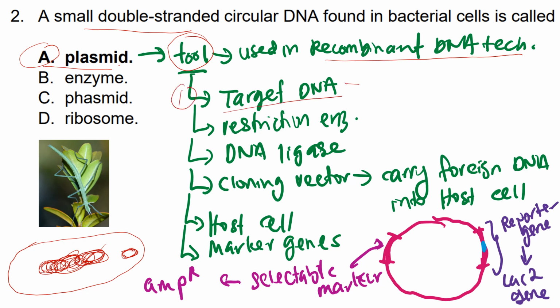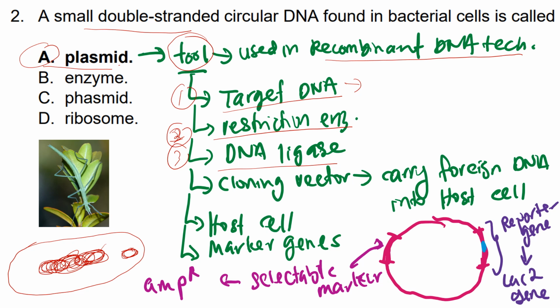The target DNA will contain the gene of interest. Then the restriction enzyme will cut the plasmid and also the foreign DNA at the restriction site. The third one is the DNA ligase, which will join the plasmid and the foreign DNA to form a recombinant plasmid.